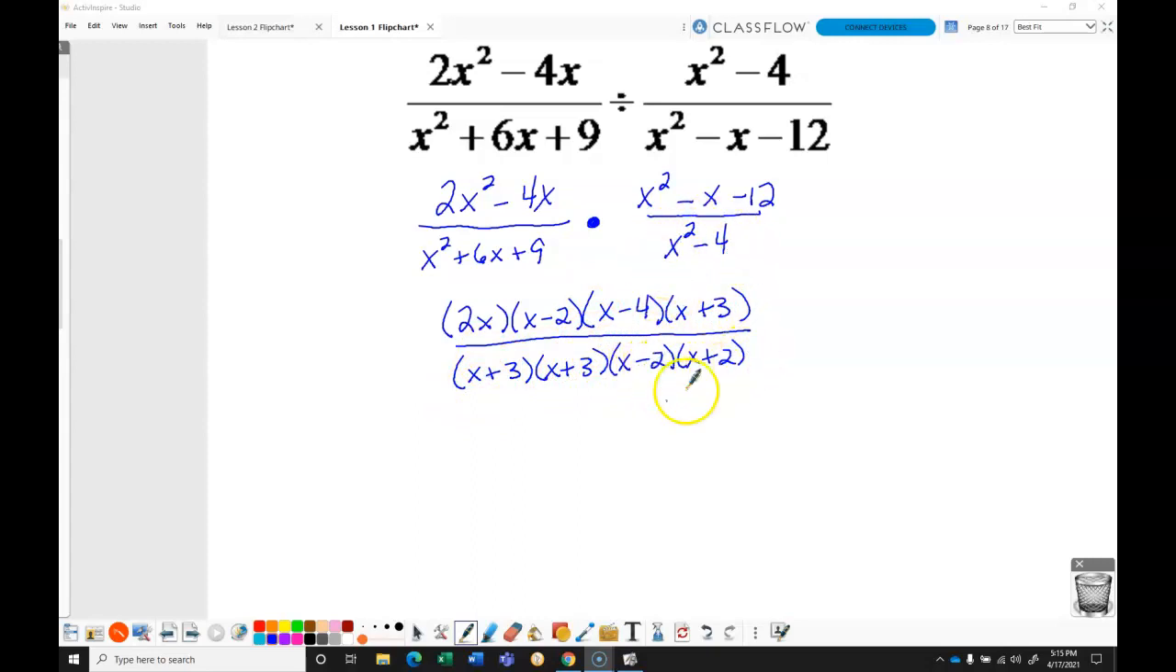So we had minus 2 and then plus 2. So canceling can go like this. I have matching x plus 3s. I have matching x minus 2s, and I think that's all that matches. So the top becomes 2x times x minus 4, and the bottom becomes x plus 3 and x plus 2. Okay, let's give another one a shot.